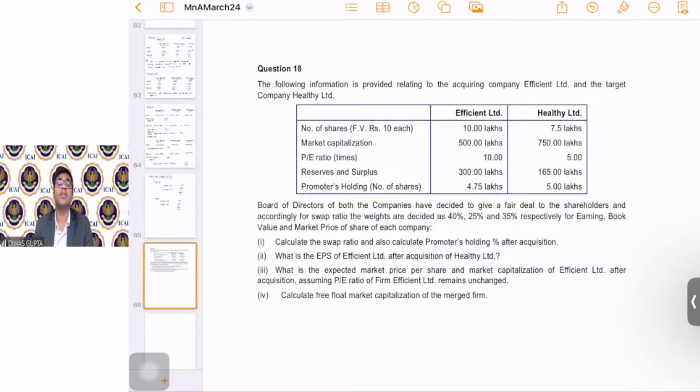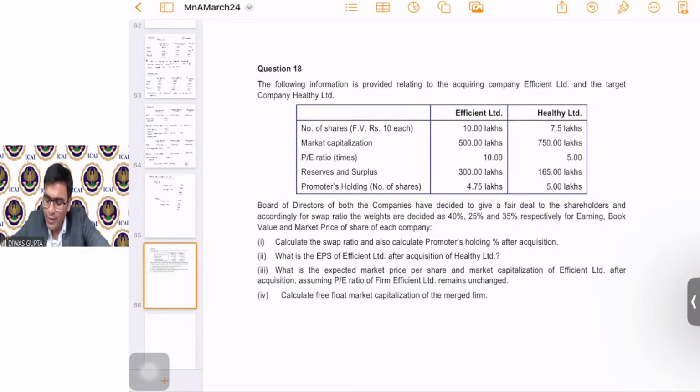And this time they've also given us the promoters holdings, right? Which is the number of shares out of which the total shares 4.75 is held by the promoter. So out of 10 lakhs, 4.75 is held by the promoter, which is 47.5%. And in case of Healthy Limited, 5 lakhs from total of 7.5 lakhs is held by the promoters.